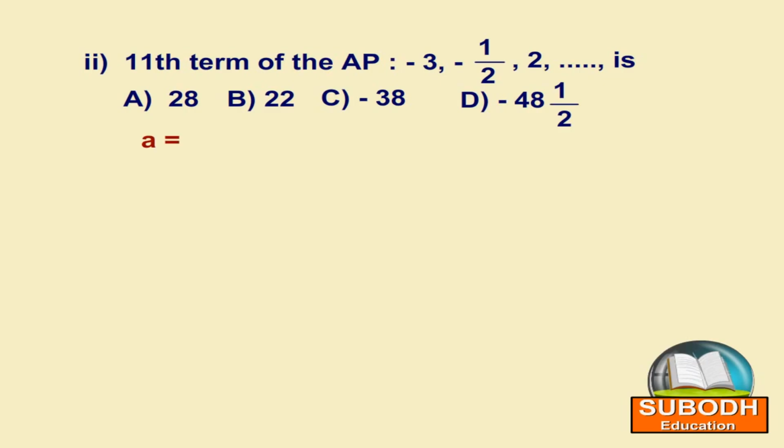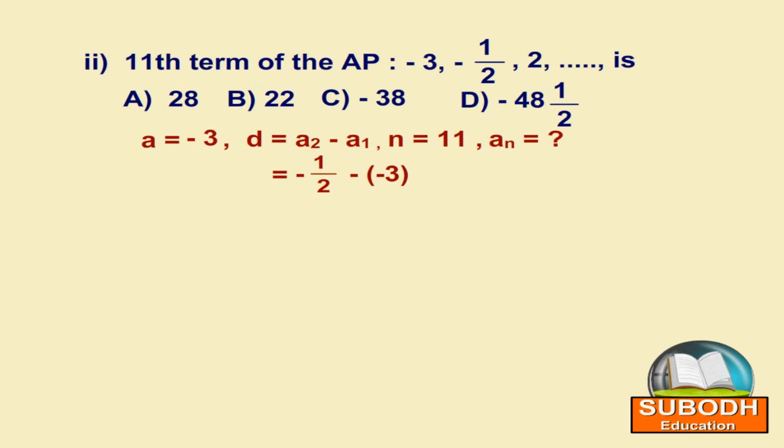A is equal to minus 3. D is equal to the second term A2 minus the first term A1, which is minus 1 by 2, minus the value of A1, minus 3. Minus 1 by 2 minus minus, plus 3, is equal to minus 1 by 2 plus 3, which is 5 by 2.